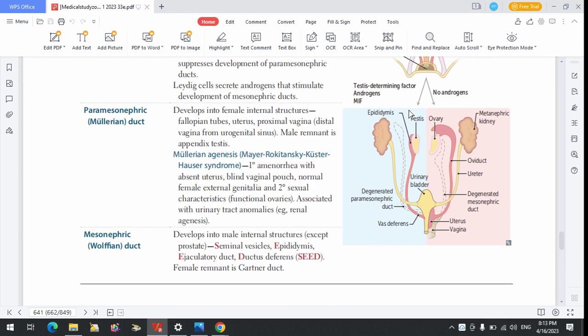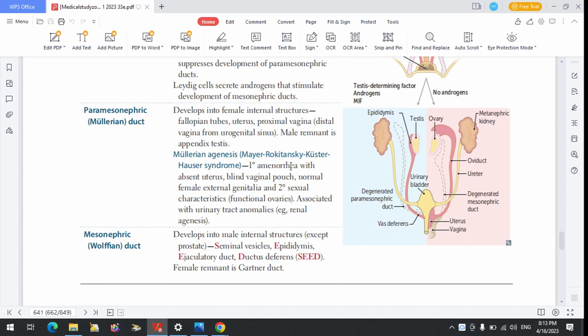In females, the structure that is degenerating is the mesonephric duct. The mesonephric duct will degenerate, but there will be a little area that will persist in the females. It is known as Gartner's duct. Now, in some females, they can have agenesis of the Mullerian duct. So the Mullerian duct might not even form.